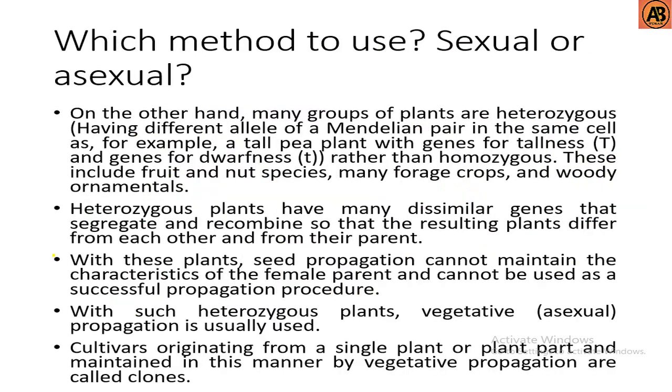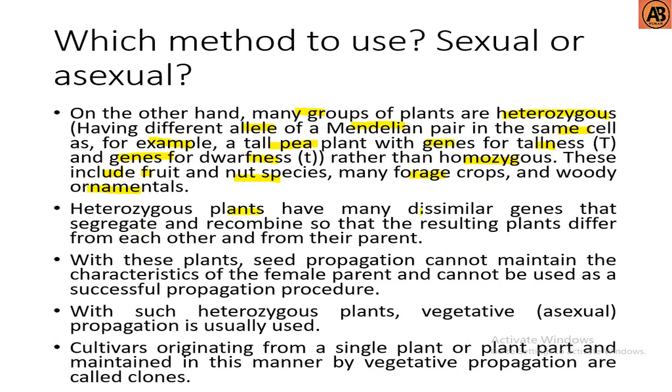On the other hand, many groups of plants are heterozygous, having different alleles of a Mendelian pair in the same cell, as for example a tall pea plant with a gene for tallness, T, and a gene for dwarfness, small t, rather than homozygous. These include fruit and nut species, many forages, crops, and woody ornamentals.